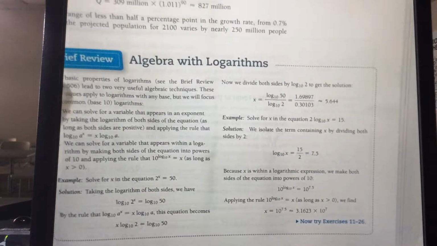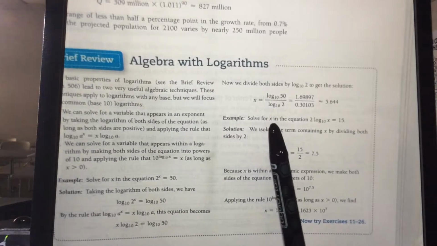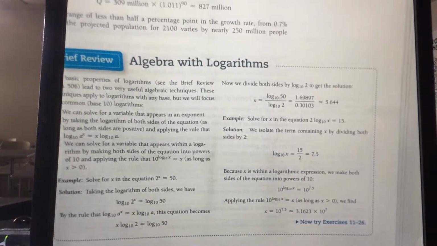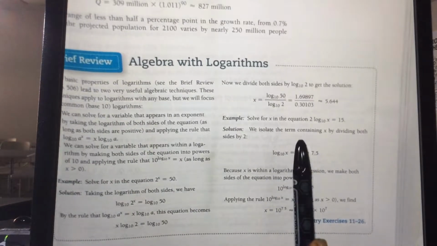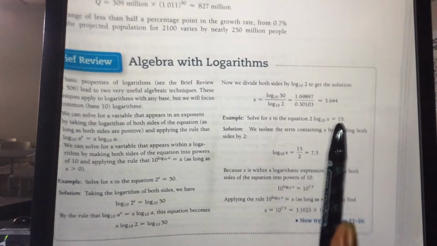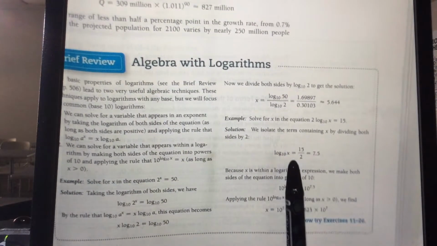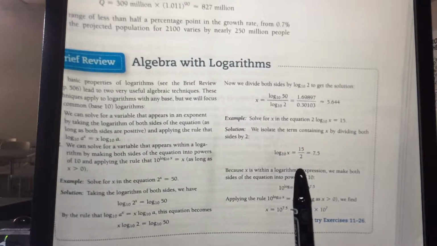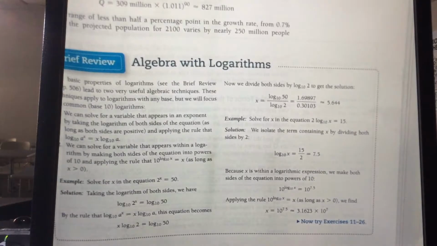Now this next example, here we're going to solve for x in the equation 2 times log to the base 10 of x equal to 15. Now we're going to get log to the base 10 of x by itself by dividing both sides of this equation by 2. We're going to get this: log to the base 10 of x is equal to 15 divided by 2. And if you do 15 divided by 2, you're going to get 7.5.